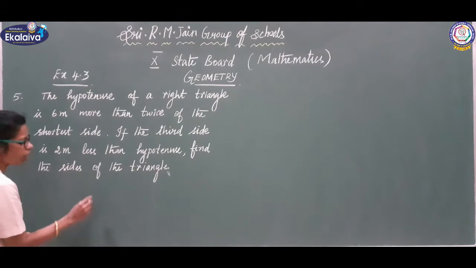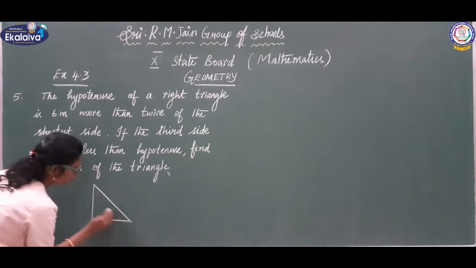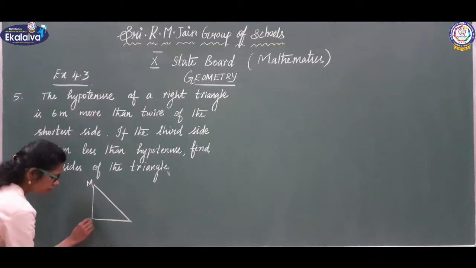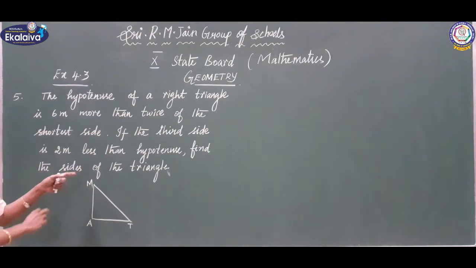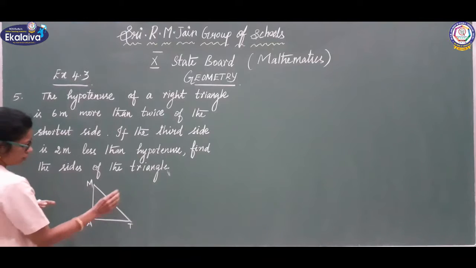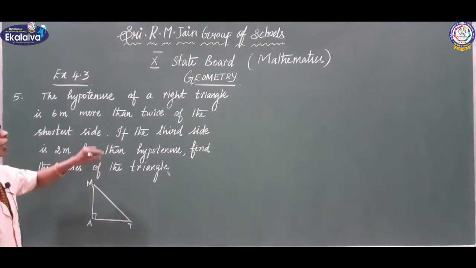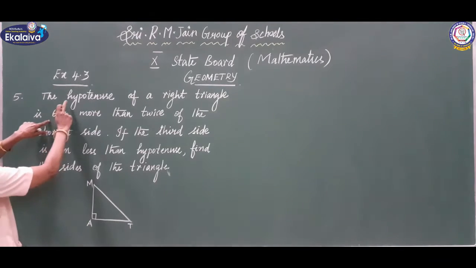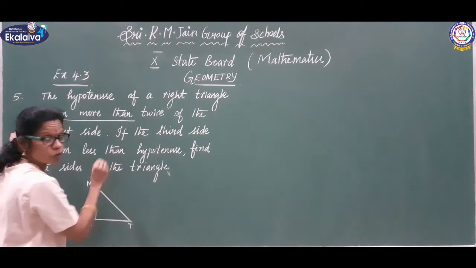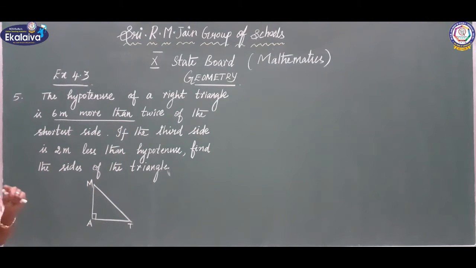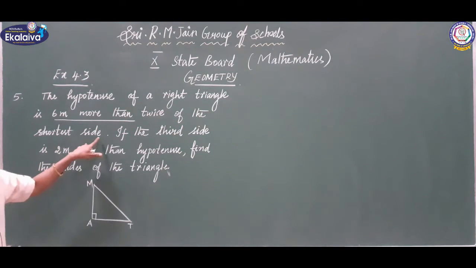First you should draw a right triangle. Okay, first we should draw a right triangle, that is MAT. Now you come to the question. The hypotenuse is 6 meter more than means the word should be replaced by addition. Twice of the shortest side.